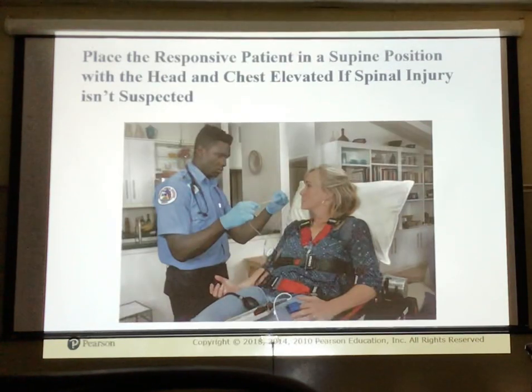If the patient wants to be placed in a semi-Fowler position, don't elevate the head and chest more than 30 degrees. Okay? Why would we not want to elevate their head and chest more than 30 degrees? Because of what? You're right. About intracranial pressure. Okay. The higher up you sit, the more intracranial pressure you're going to have.